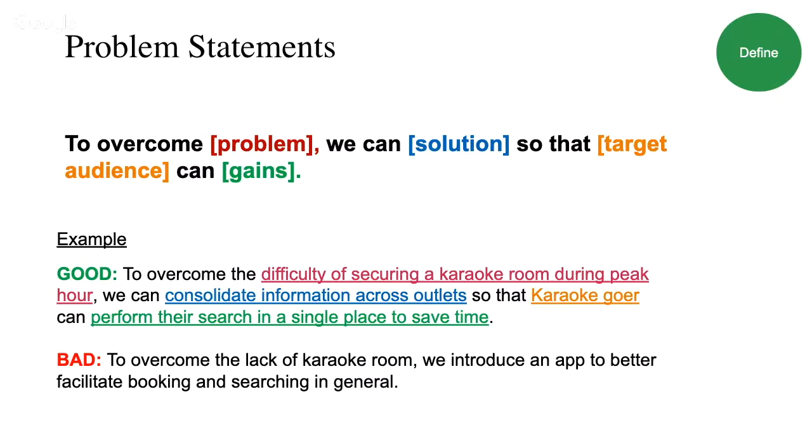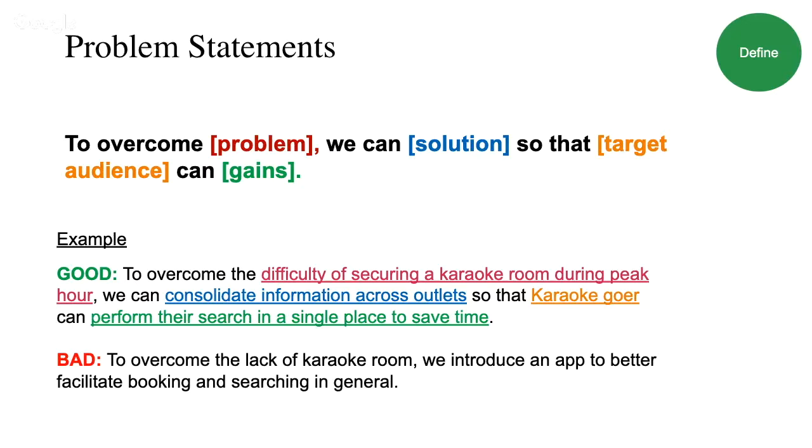So a good problem statement is something like, to overcome the difficulties of securing a karaoke room during peak hours, we can consolidate all the information across outlets so that karaoke goers can perform their search in a single place to save time. So let me break this down for you. The problem is the difficulty in securing a karaoke room. The solution is to synthesize all the information across outlets. Then the target audience is your karaoke goers. Then what they gain is to save time when they can perform their search in a single place, right?